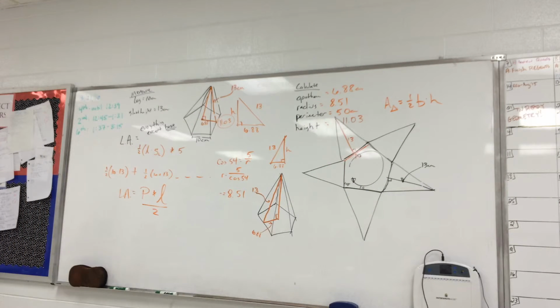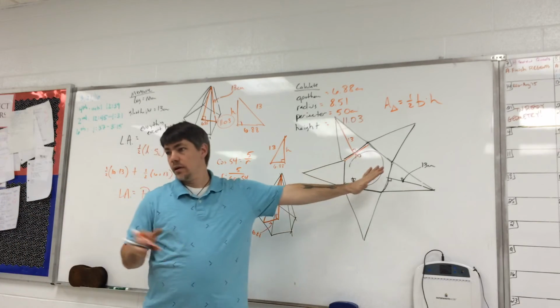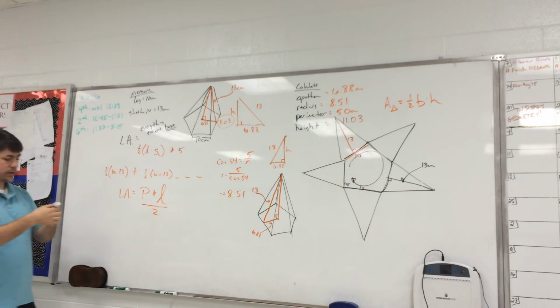I thought you were talking about the perimeter of the triangle. No, perimeter of the base. Capital P means the perimeter of the base.